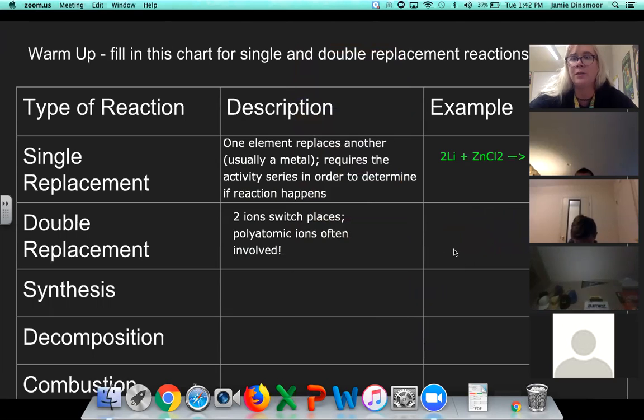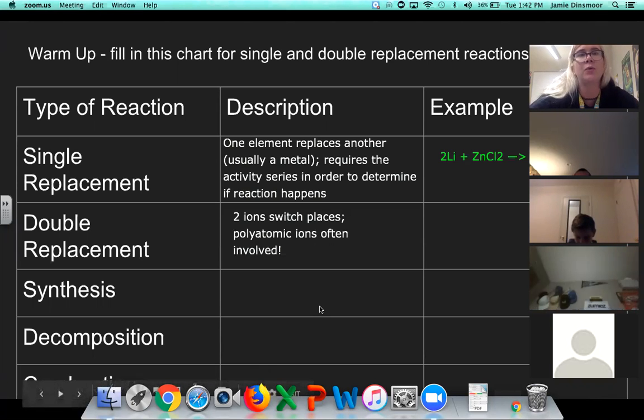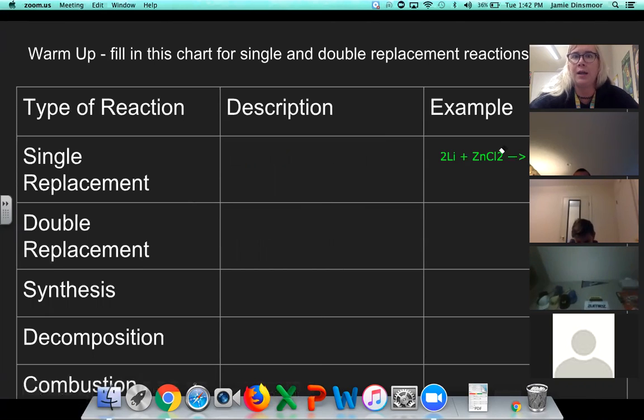Okay, so I just erased my example, but you guys get the idea. So we're gonna come back to this in a second, and we're gonna actually add descriptions and examples for synthesis and decomposition. We're not going to talk about combustion reactions today, but those are another lesson that you will do. So you can add your own description and an example for those. Combustion is actually not super hard to recognize. So that one, you probably don't need any extra help with that one.